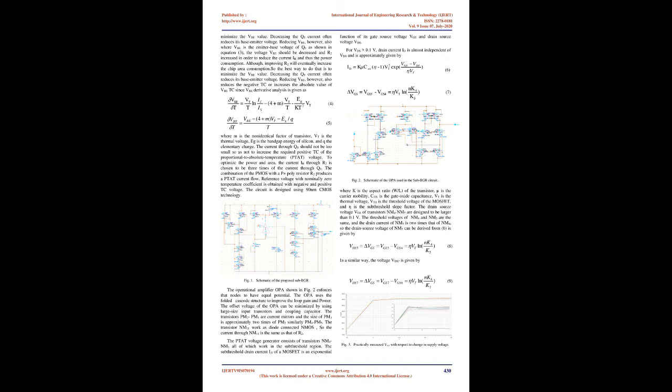For a bipolar device, the collector current IC and saturation current depend on temperature as shown below. The current IR flowing through the resistor R2 is given by the expression where VBE is the emitter-base voltage of Q0, as shown in equation 3. The voltage VBE should be decreased and R2 increased in order to reduce the current IR and thus the power consumption. Although improving R2 will eventually increase the chip area consumption. So the best way to do that is to minimize the VBE value.